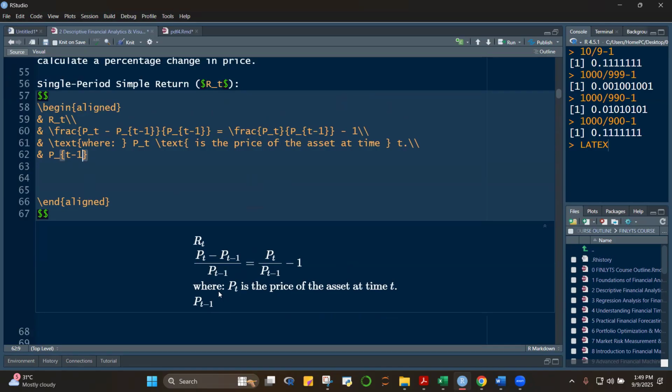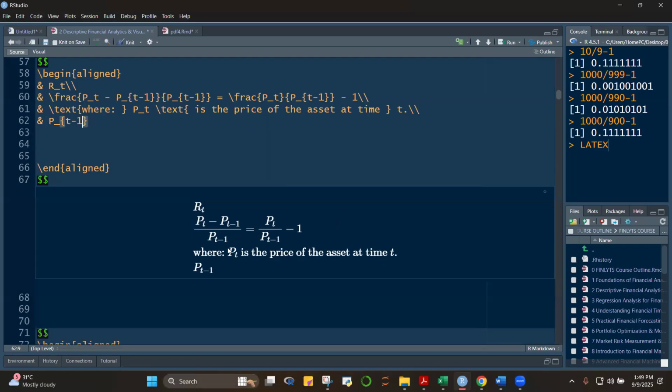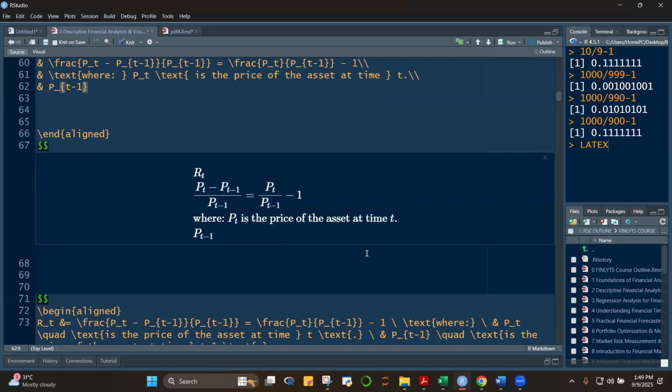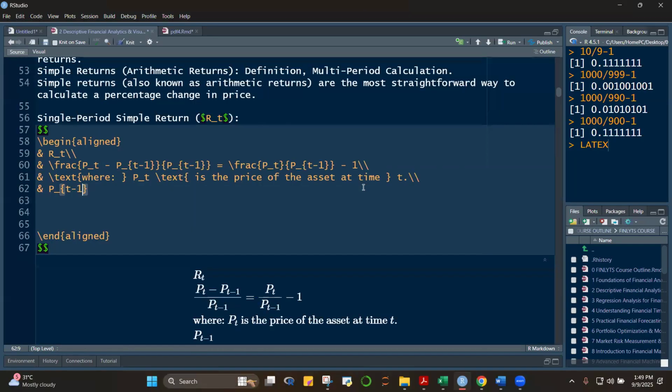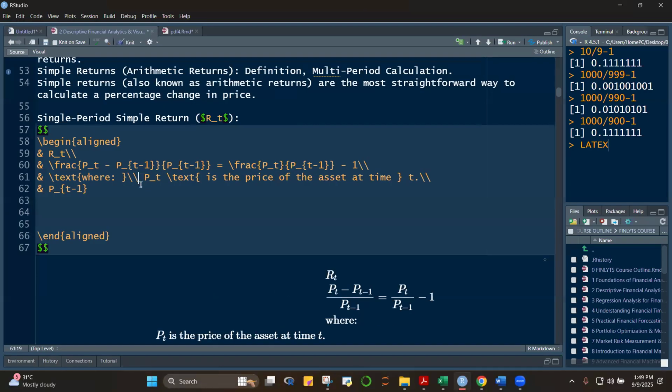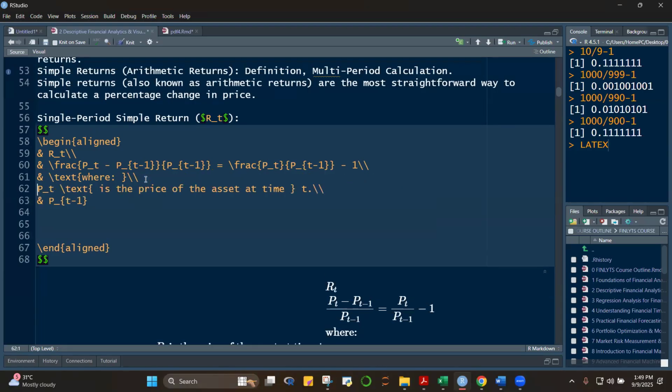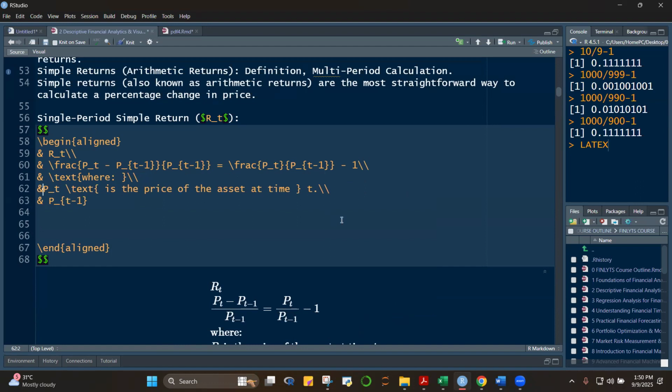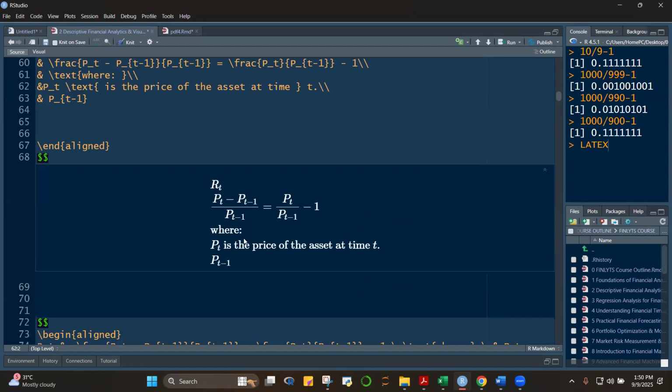We can discuss more salient points about this. What we can do here is put where as one line. So why don't we do that? So this where, class, we can put a double slash here, and put this one here, and put the ampersand here. Okay, there you go.